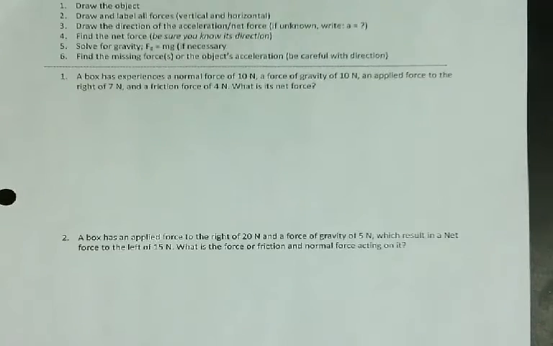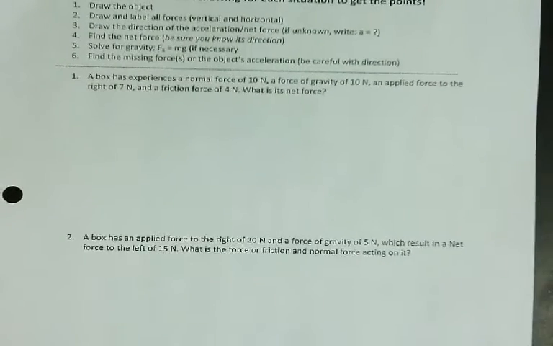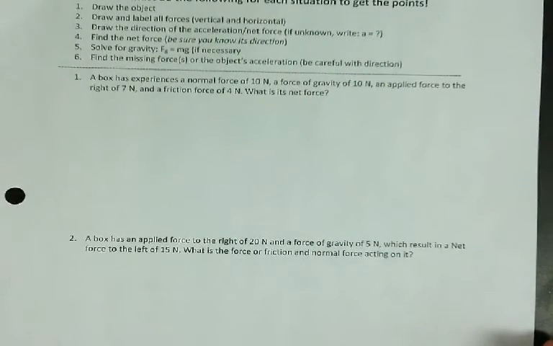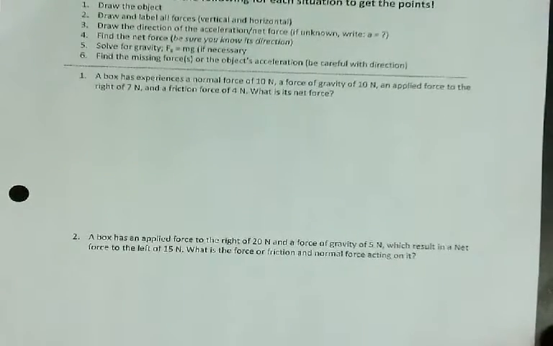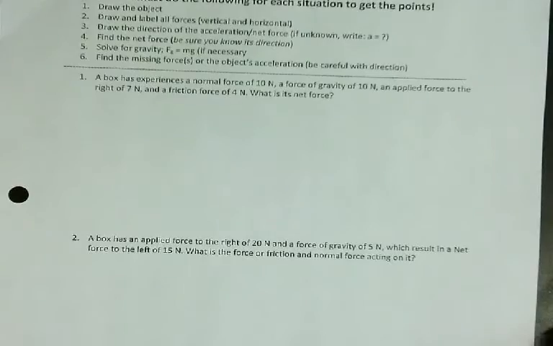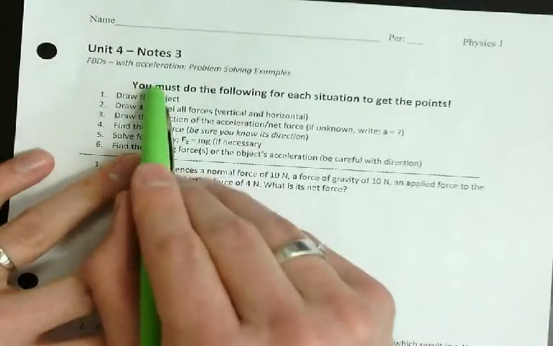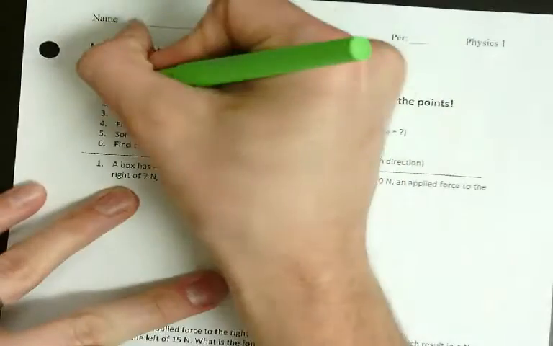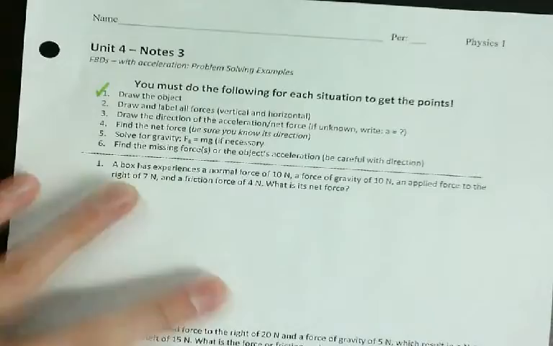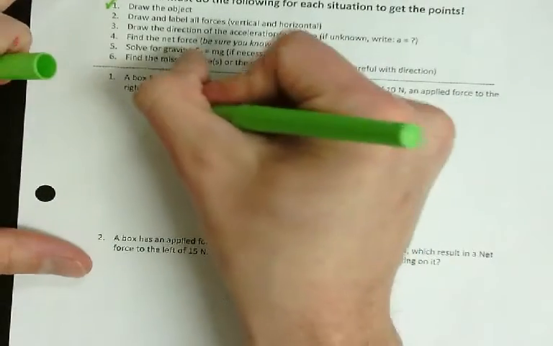Number 1. A box experiences a normal force of 10 newtons, a force of gravity of 10 newtons, an applied force to the right of 7 newtons, and a friction force of 4 newtons. What is its net force? So the first thing that we need to do is draw the object. So we're going to draw the object first. Okay, a box.